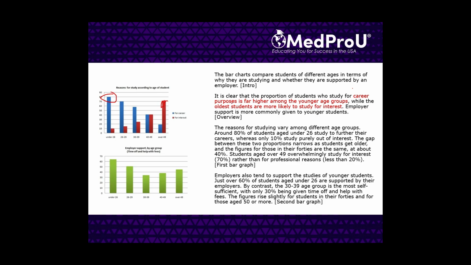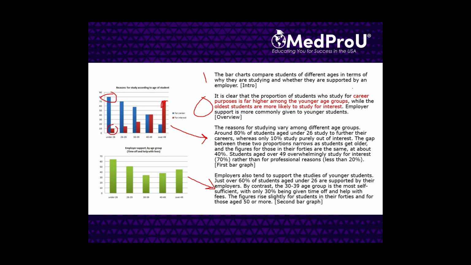Intro, overview. Since this one is giving you different information, body paragraph 1 will be about bar chart 1. Bar chart 2 is body paragraph 2. So we start with a topic sentence. What is it all about? The reasons for studying vary among different age groups. So you start with the first group. Around 80% of students aged under 26 study to further their careers, whereas only 10% study purely out of interest.